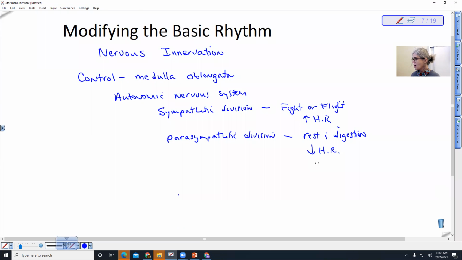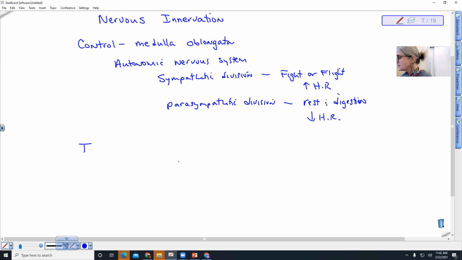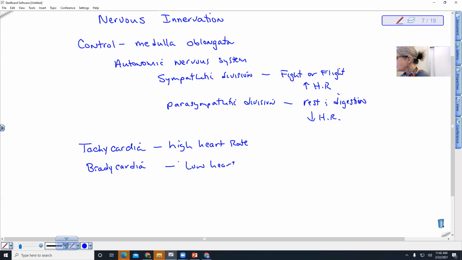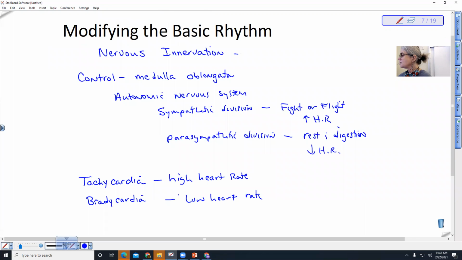When you have a high heart rate, we say that is tachycardia. So this is an excessively high heart rate. That can go along with an arrhythmia, right? And then we have low heart rate, which is bradycardia. So this is low heart rate. Unlike the intrinsic regulation, this is actually extrinsic regulation. So we'll write extrinsic regulation up here.